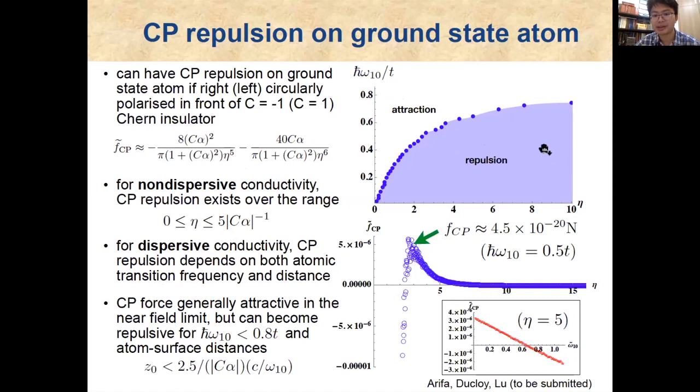And we also explicitly looked at the case where the transition frequency is equal to 0.5 T over h bar. And we see that the force is repulsive and maximal around eta equals 3, which corresponds to 21 microns. And the magnitude of the force is 4.5 times 10 to the minus 20 newtons.